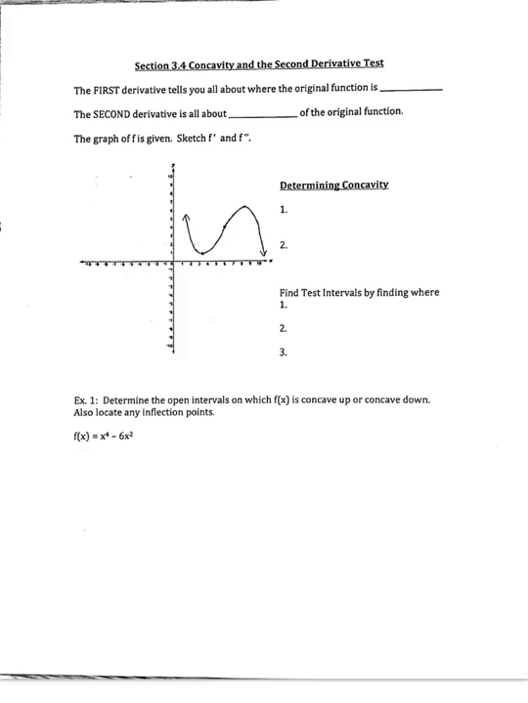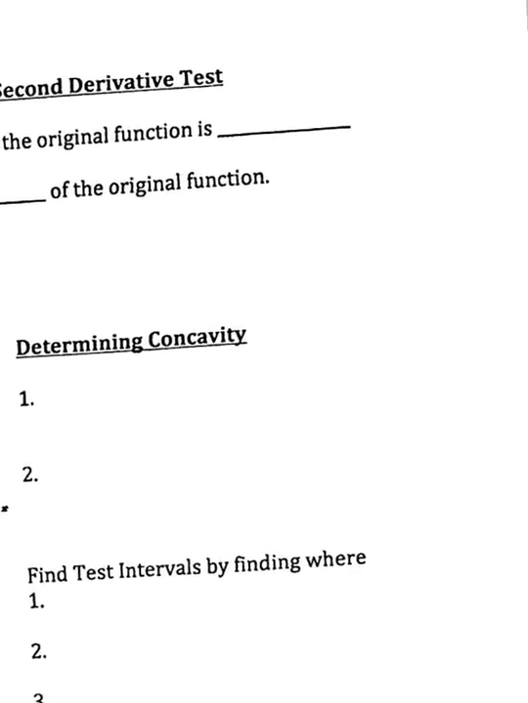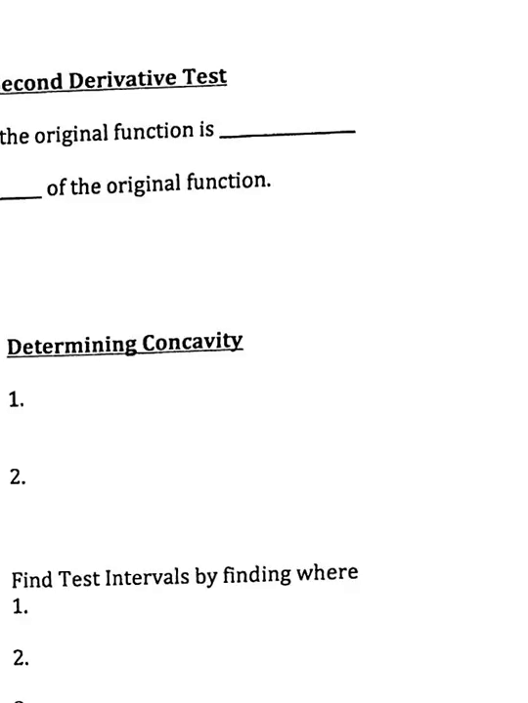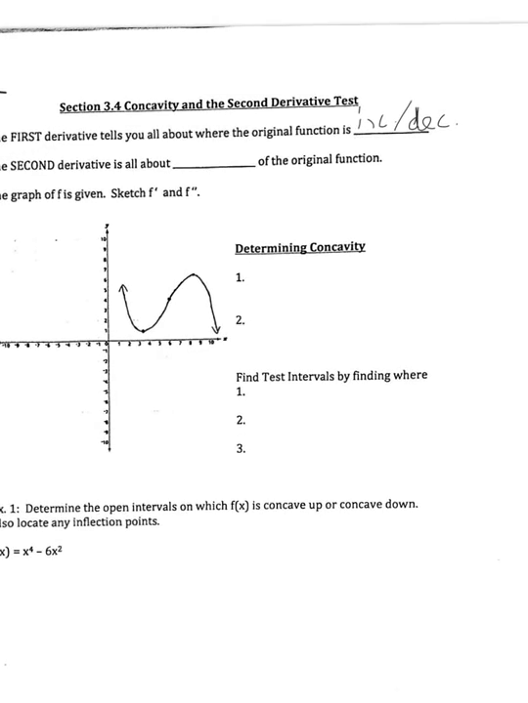All right. So far, we've talked a lot about the first derivative. That's what the entire chapter 2 is about. That's what the first half of this chapter has been about. And the first derivative tells you all about where the original function is increasing or decreasing. That's what the f prime does, if you will. It tells you where the original function is increasing and decreasing, and then that indirectly leads into relative maxes and relative mins.